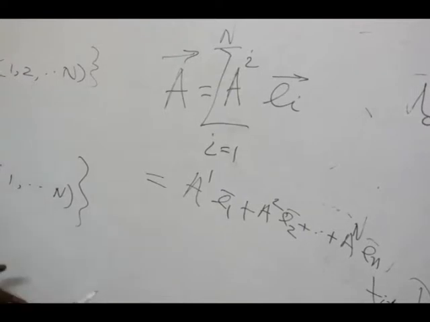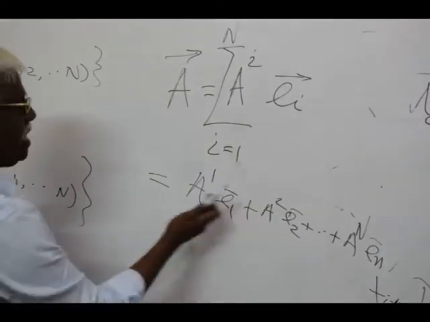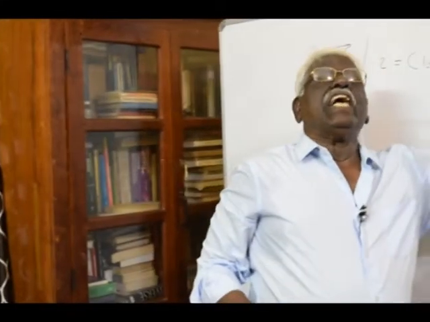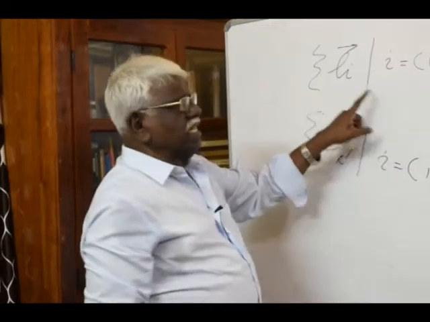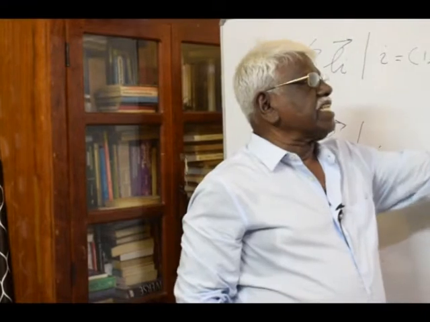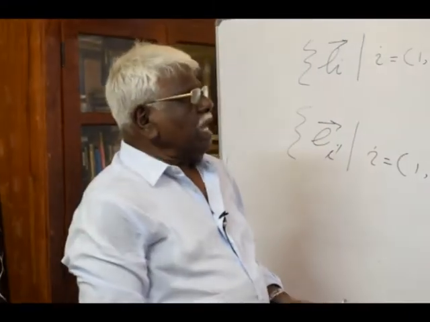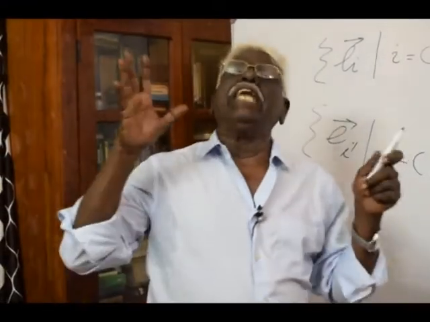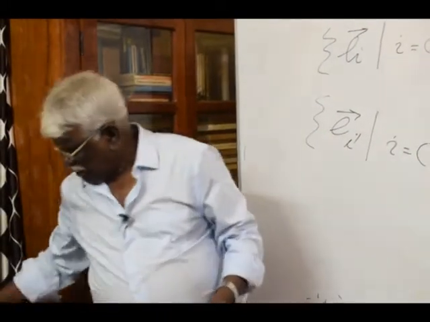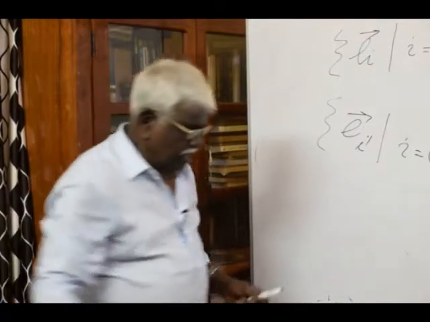Now, so these are scalars. a1, a2, a3, an represent the particular vector with respect to the basis ei. With respect to this basis, these ai's can represent the vector a. Now, this representation is always unique. That we can easily show.